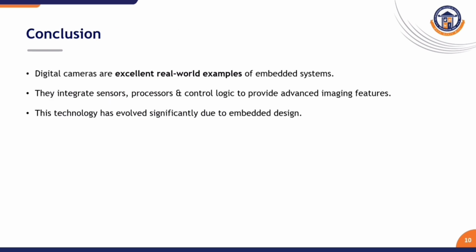Next, we come to the conclusion on the digital camera. Digital cameras are excellent real-world examples of embedded systems. They integrate sensors, processors, memory, and software to deliver advanced imaging features. The evolution of digital cameras clearly shows how embedded system design drives modern technology. So this technology has evolved significantly due to embedded systems.